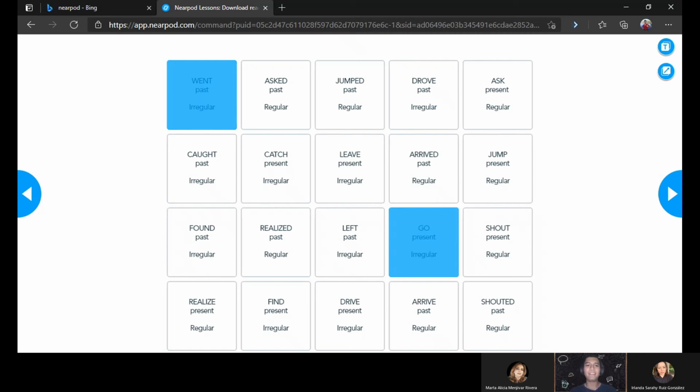Excellent. So now we have asked, with ed at the end, which is past and regular. Ask, ask, ask. Jump, past and regular. Jumped, jump. Jump is a regular verb.